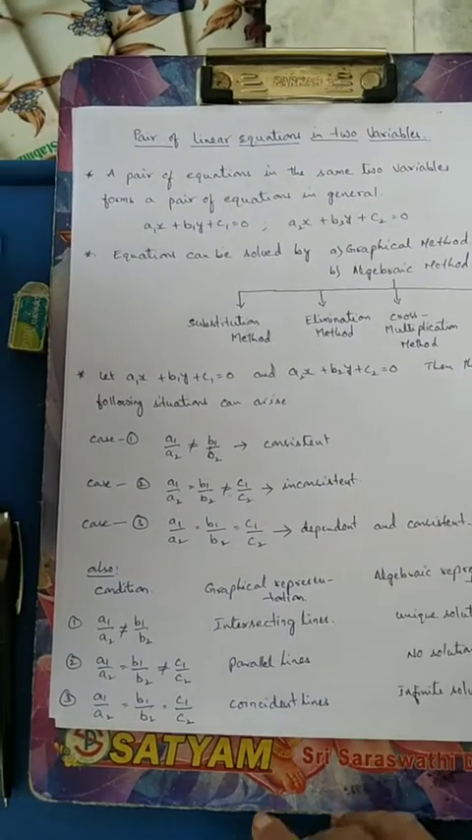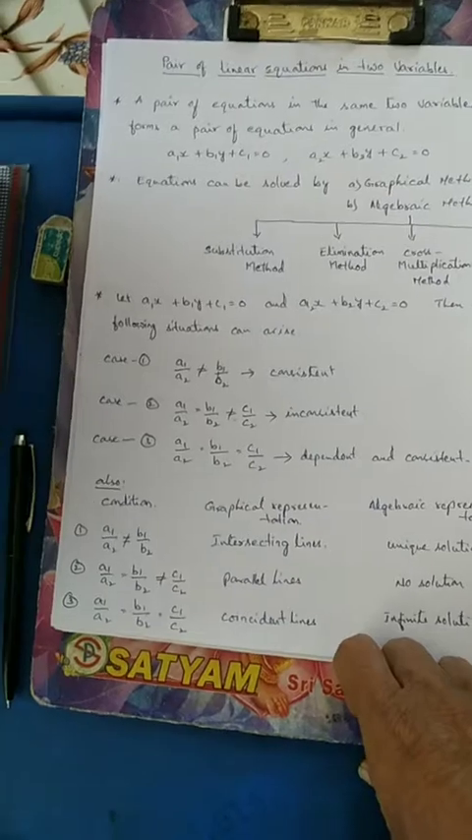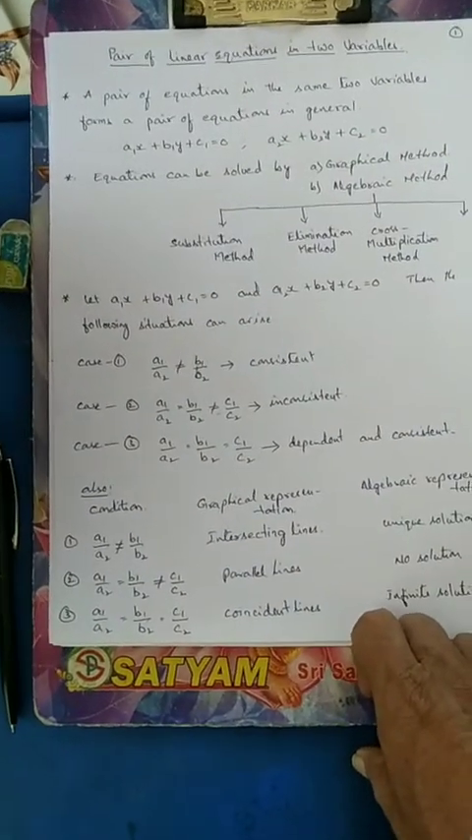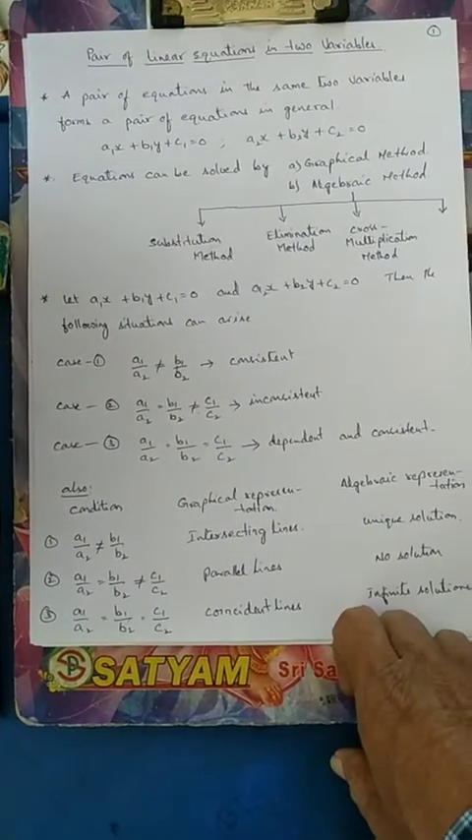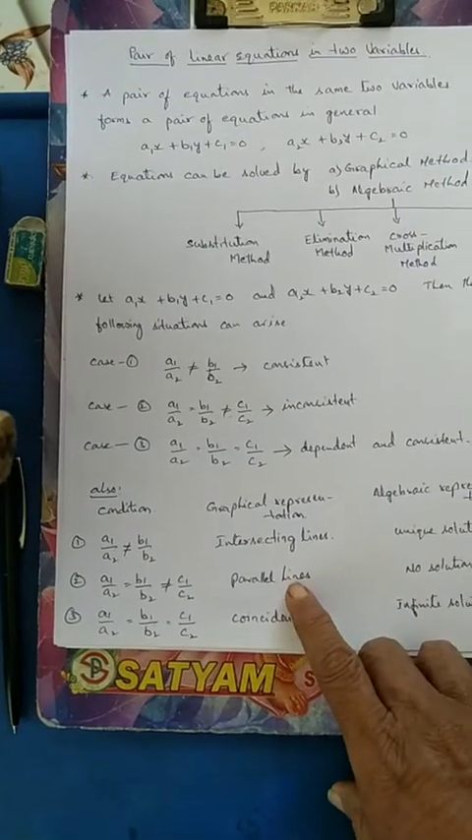Now not only this, we can simplify these equations in three ways. One, it is called parallel lines.